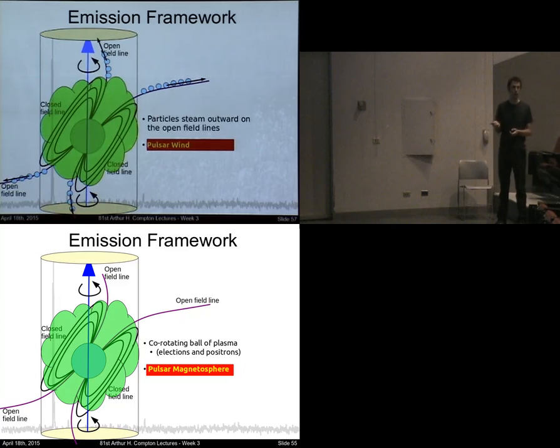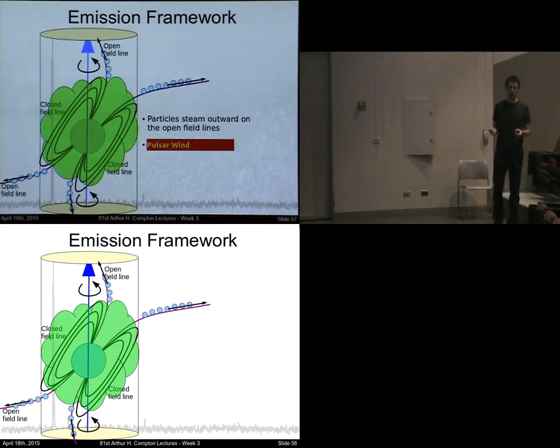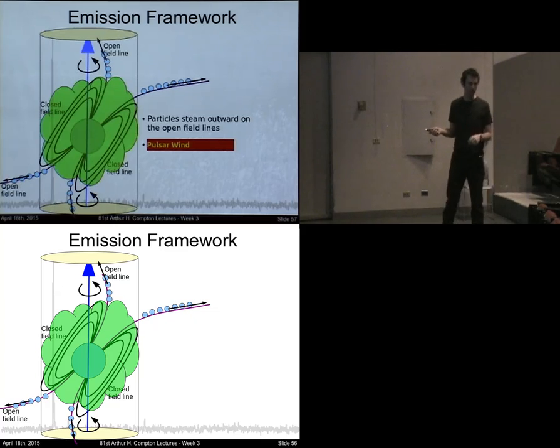Yeah. But why is the core rotating? Once they are emitted, why do they continue the rotation? Conservation of momentum or what? So the question is, why do they co-rotate? And I can't give you a satisfactory answer.